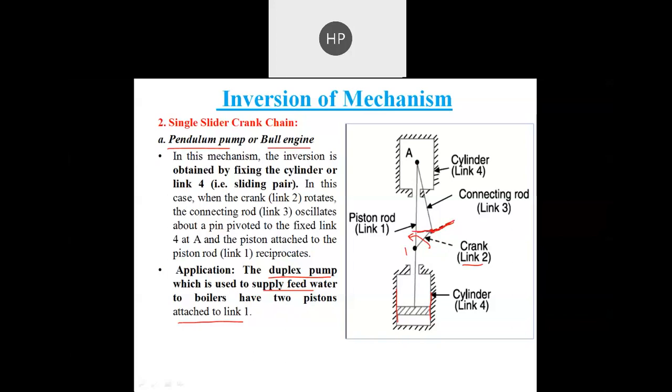It can move only up to this one or this one. This is based upon the crank length, and according to that, suppose it will oscillate here. Okay, according to that the piston will move up, and as it comes back the piston will move down, and this is how the work is done by the pump, and that's why this is used in some duplex pumps to supply feed water into the boiler. So this is the first inversion of a single slider crank chain.